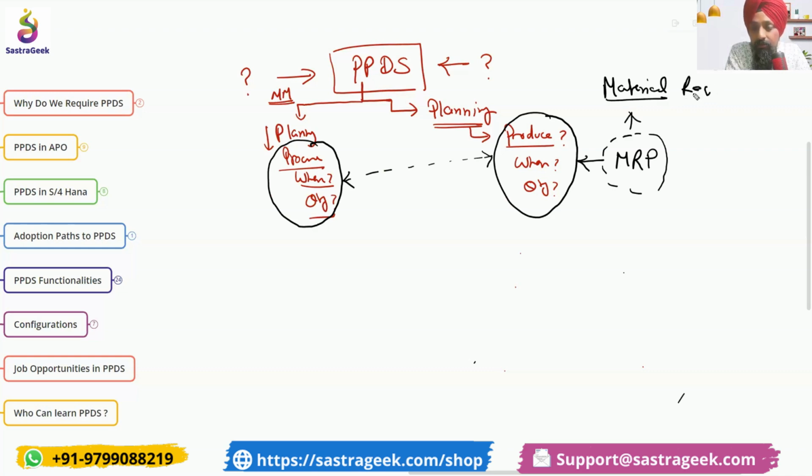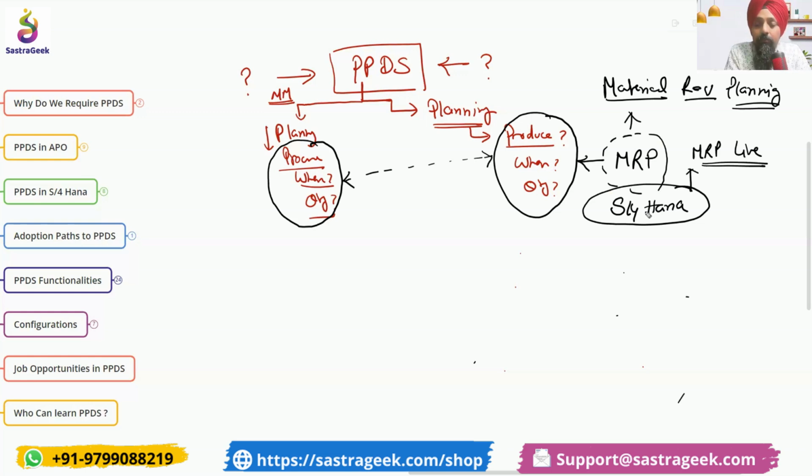MRP, Material Requirement Planning. And MRP is available within S4HANA. In ECC also it is available. In S4HANA it is also available, and in S4HANA we also have MRP Live. So this MRP is a planning engine which can tell us what we need to produce, when we need to produce, and how much quantity we need to produce.